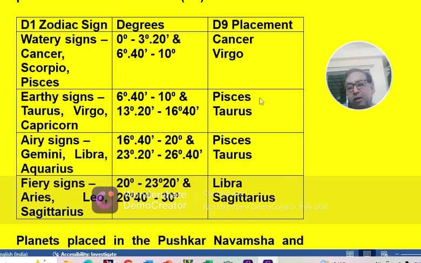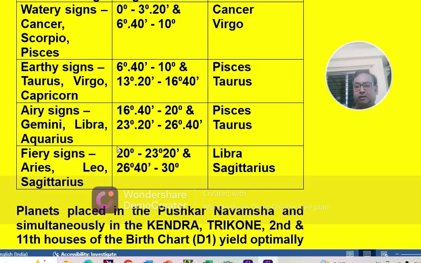Pisces Navamsha is ruled by Jupiter and Taurus Navamsha is ruled by Venus. Both are natural benefic planets. Then comes the turn of Vayu Tattva. Vayu Tattva Rashis means airy signs. Which are the airy signs? Gemini, Libra and Aquarius. We all know.